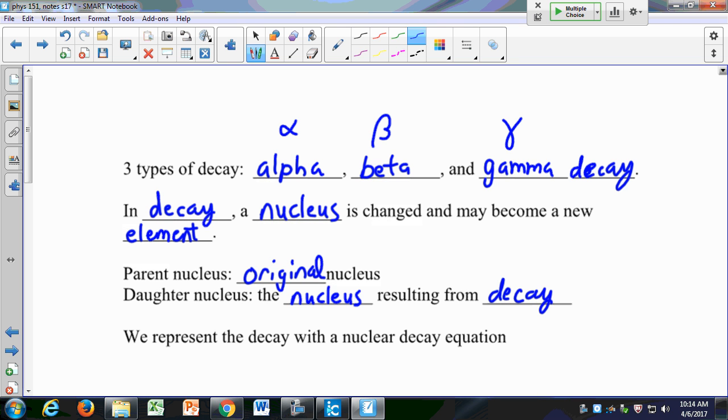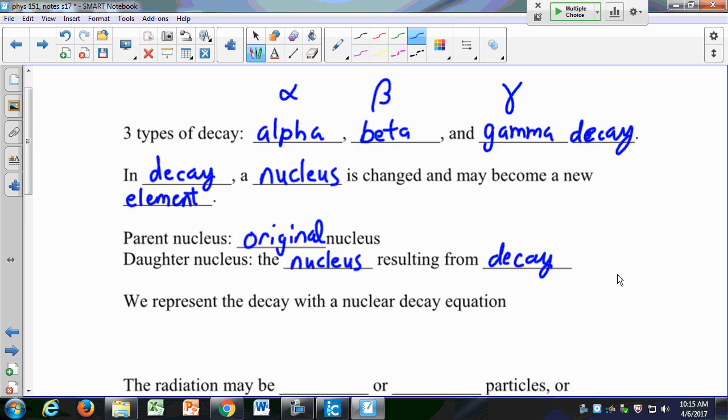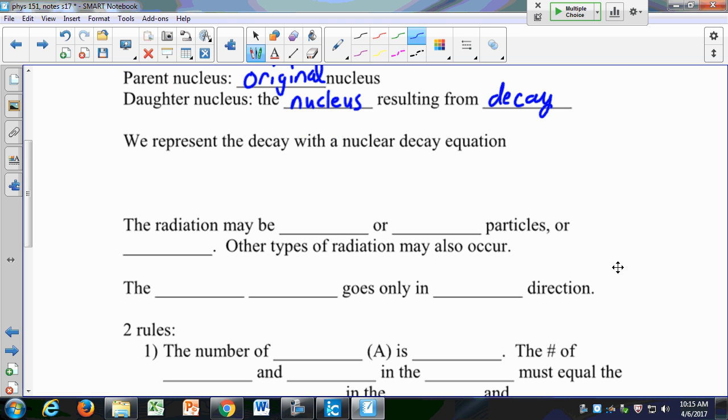So if all I emit is a gamma ray, gamma rays don't have charge. They're neither positive nor negative, so that doesn't change the element. Likewise, if I'm just emitting a neutron, that's not going to change the element either. But often we will. We're going to write the nuclear decay equation. You're certainly going to have a number of these on your test where you have to interpret them and know what they mean. And the nuclear decay equation will look something like this.